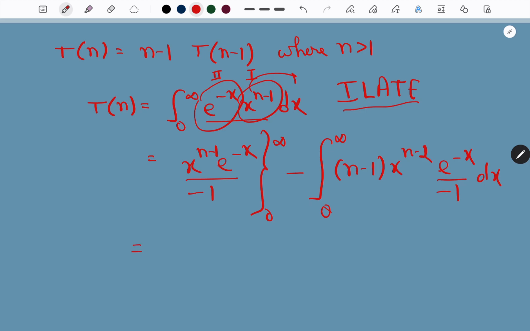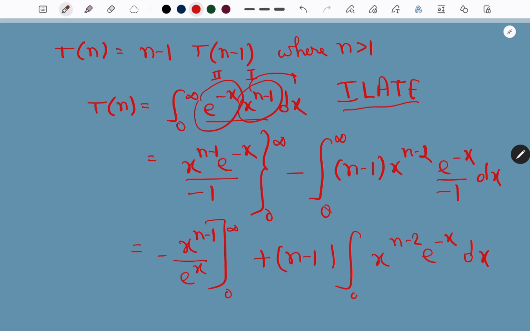So here the value will be the limit of x to the power n minus 1 divided by e to the power x, and there is a negative sign here. So this will be from 0 to infinity. Again in this case if I take minus and minus sign, so this will be plus 1, and what is left out is integral of x to the power n minus 2 e to the power minus x dx, again with limits 0 to infinity.